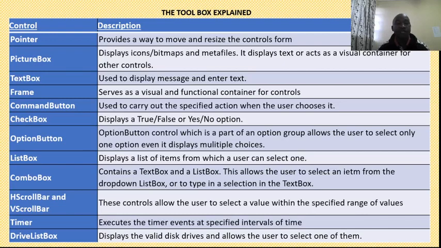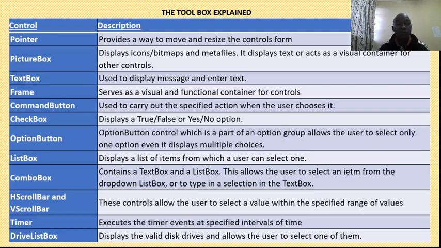We have the command button, used to carry out the specified action when the user chooses it. Then we have the checkbox. It is used to show whether a condition is true or false, yes or no. Then we have the option button, which is part of the option group and allows the user to select only one option, even if it displays many. In other applications we call it a radio button. Then you have the list box, which displays a list of items from which a user can select one.